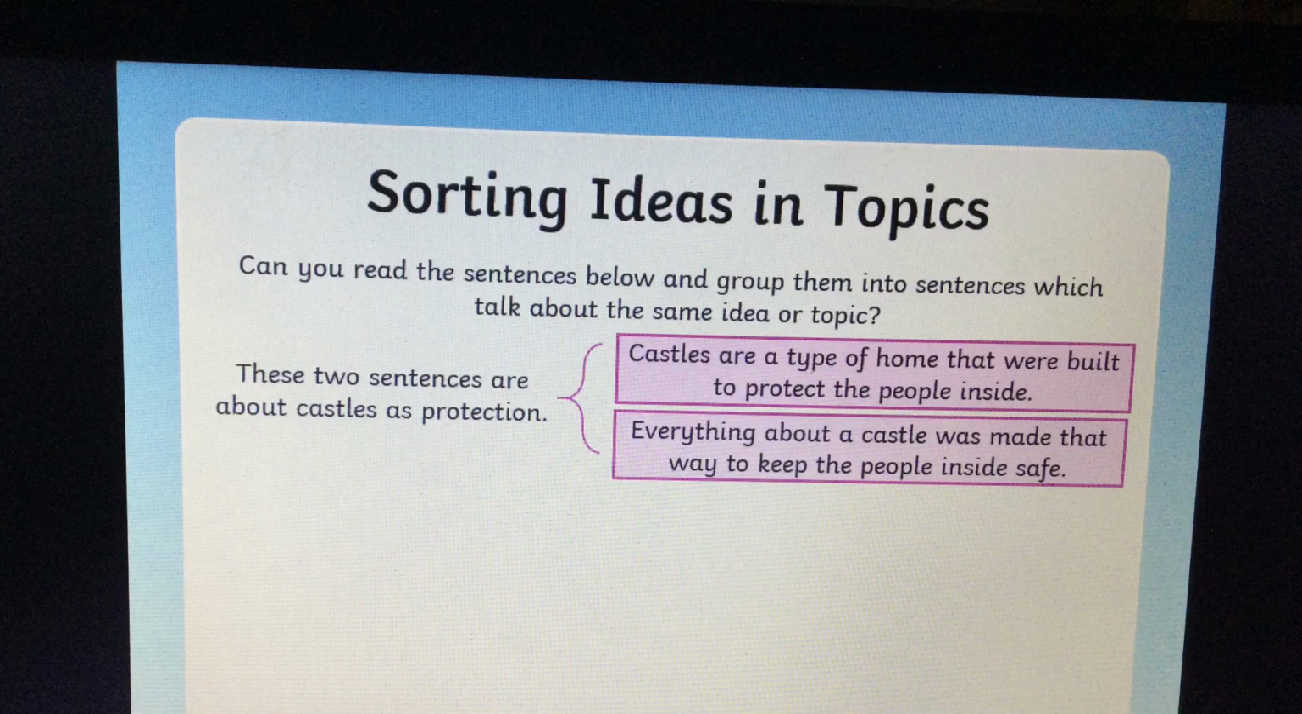Castles are a type of home that were built to protect the people inside. Everything about a castle was made that way to keep the people inside safe. These two can be put in a paragraph together because both the sentences are about castles as protection. They are both talking about protecting the people inside and keeping them safe.